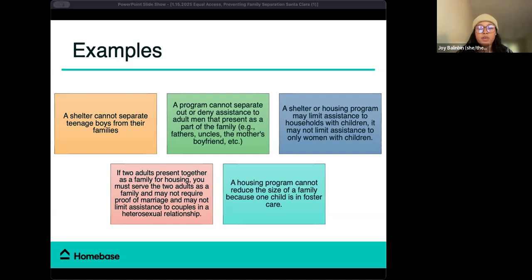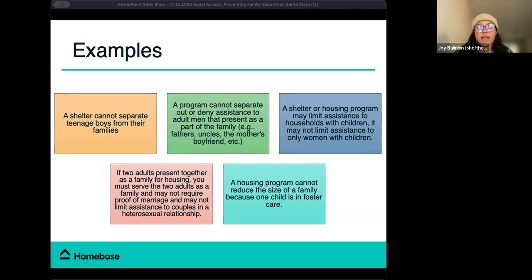And additionally, a housing program wouldn't be able to reduce the size of a family because one child is in foster care. Even if a child is separated from the family and is in foster care, they would still be considered part of the family in the household under the equal access rule.